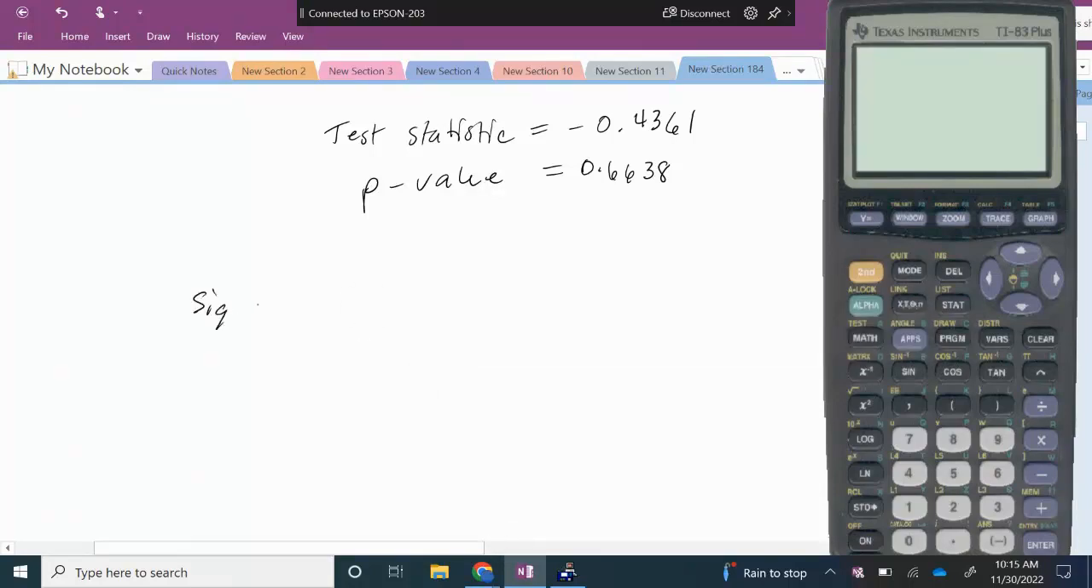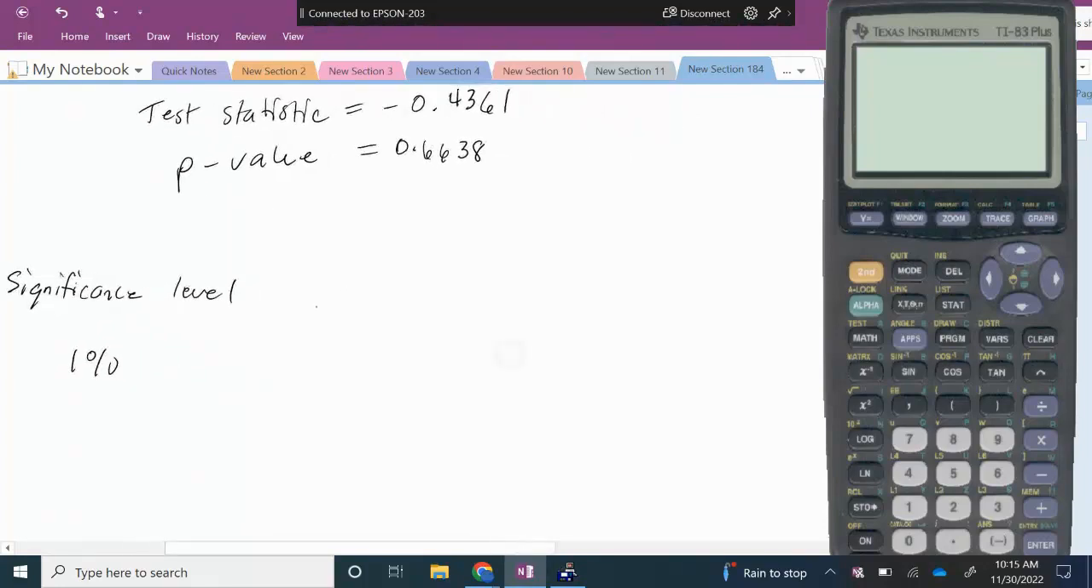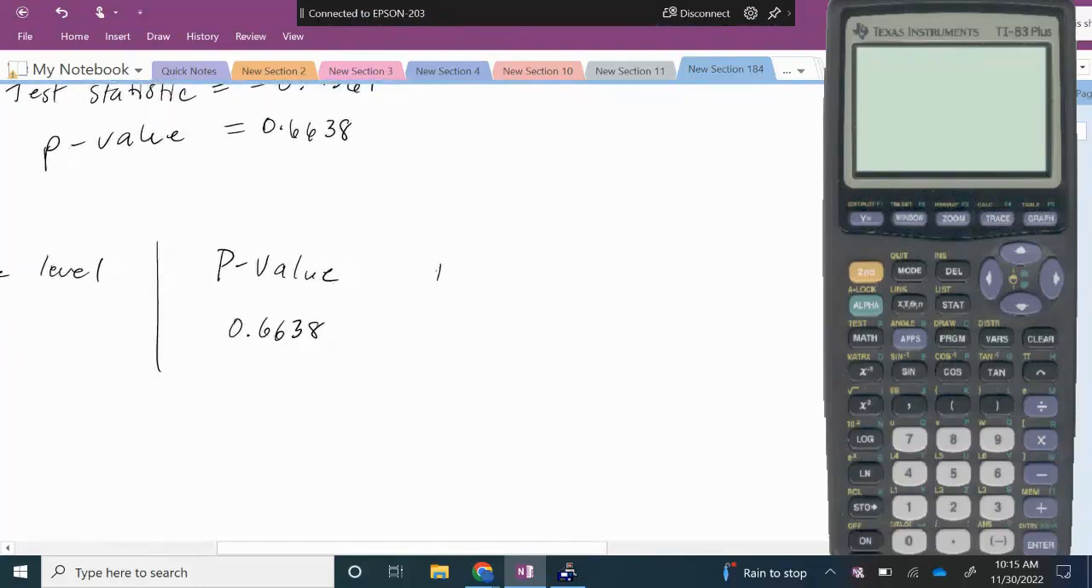So the significance level is 1%. The p-value is 0.6638. So we're going to change the p-value to a percent.